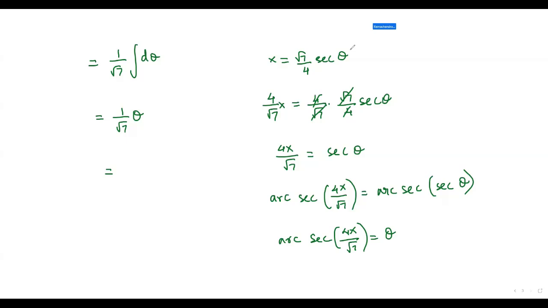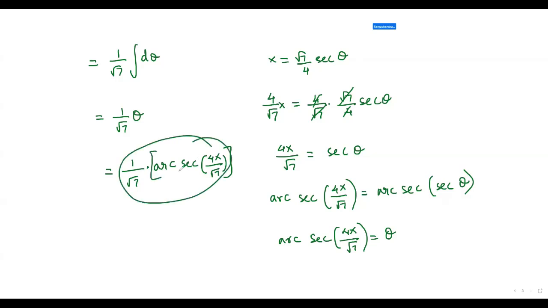Now I have solved for theta in this equation in terms of x, that is arc secant of 4x over square root of 7. Now we can plug in this result for the theta over here. Then I'm getting 1 over square root of 7 times arc secant of 4x over square root of 7. Okay, so this is the result of the indefinite integral we started with. That is, the indefinite integral is 1 over x times square root of 16x square, then let me check it, yeah, negative 7 times dx.